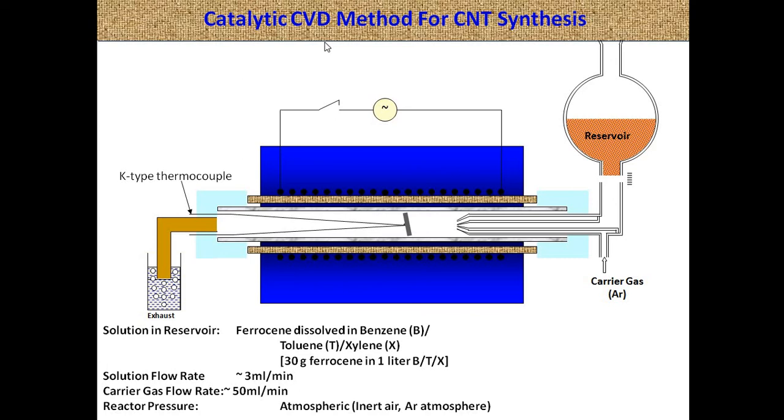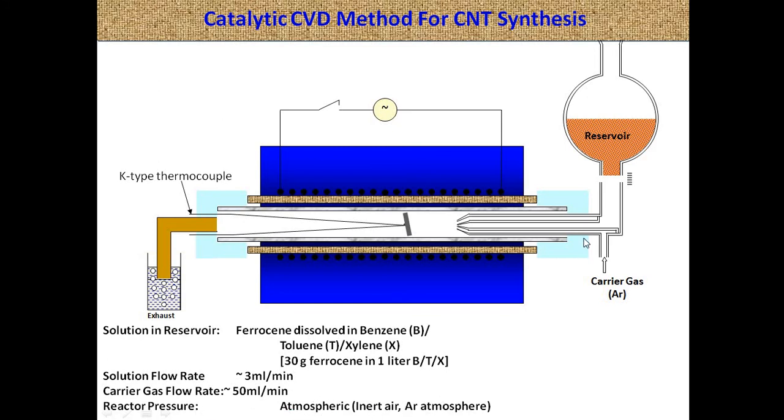This is the furnace, a tubular furnace. This can be heated. Here is the exhaust, here is the substrate, here is the source of carbon. Generally the carbon sources are benzene, toluene, xylene, ferrocene. One liter we generally mix in benzene, toluene or xylene. Flow rate should be 3 ml per minute. Carrier gas flow rate is 50 ml per minute, and reactor pressure is generally atmospheric pressure.